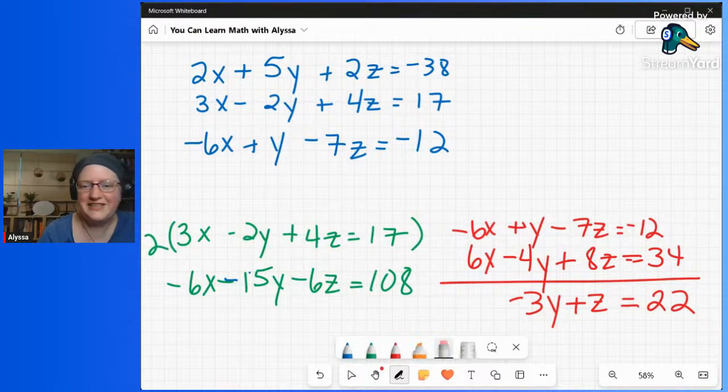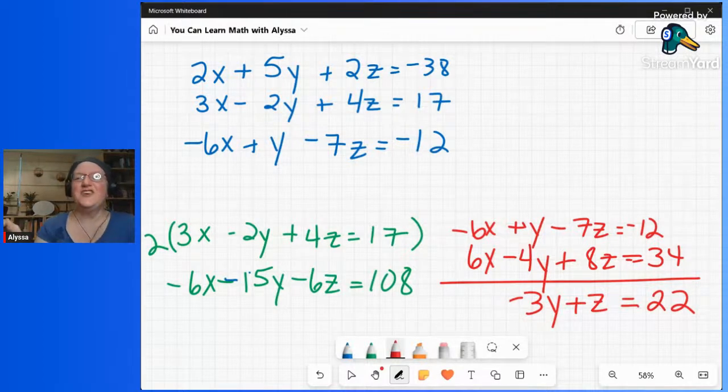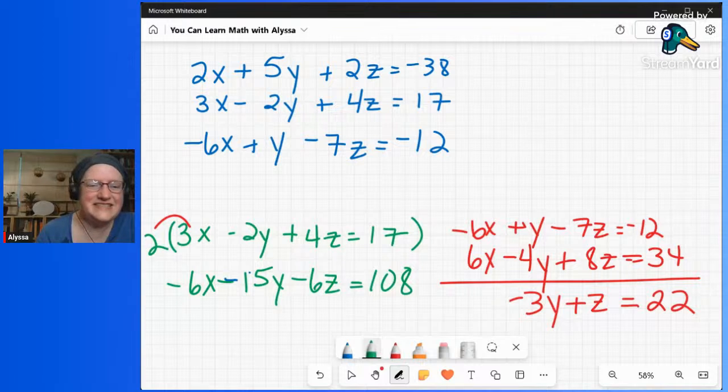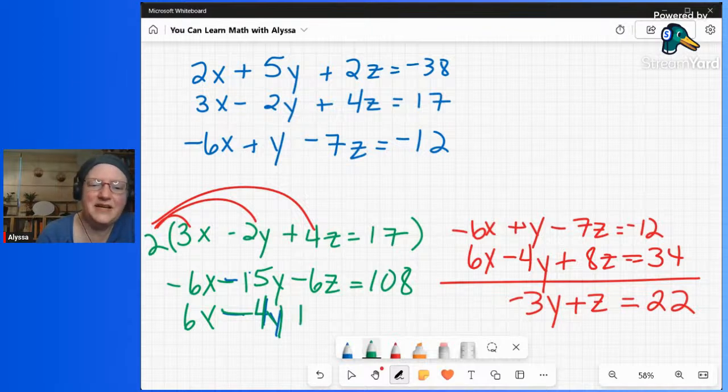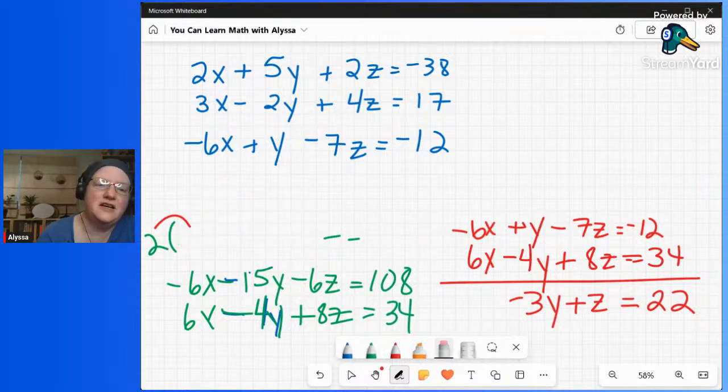I am so praying I don't make a mistake in this. As you can see, there's so much you have to do with these. It's so easy to make a mistake. All right, 2 times 3x is 6x. 2 times negative 2y is negative 4y. 2 times 4z is positive 8z. And 2 times 17 is positive 34.